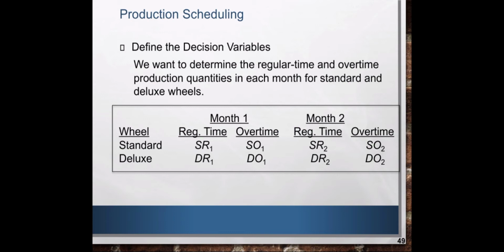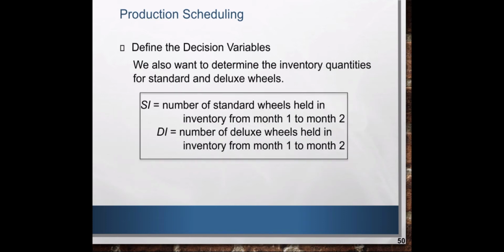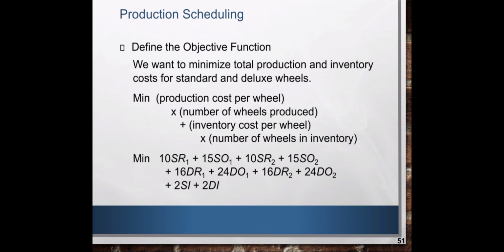So let the regular time and overtime production quantities in each month for standard and deluxe wheels that the company wants to determine be denoted in the following table. We also want to determine the inventory quantities for standard and deluxe wheels. So let SI denote the number of standard wheels held in inventory from month 1 to month 2, and DI denote the number of deluxe wheels held in inventory from month 1 to month 2. Our aim is to minimize the total production and inventory cost for the two wheels, the standard and deluxe wheels.